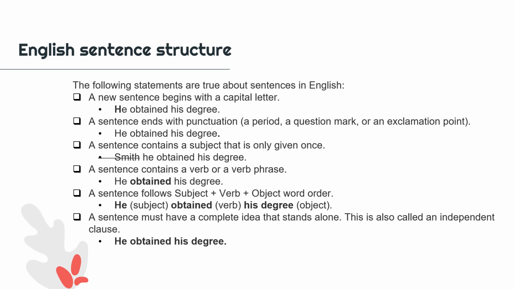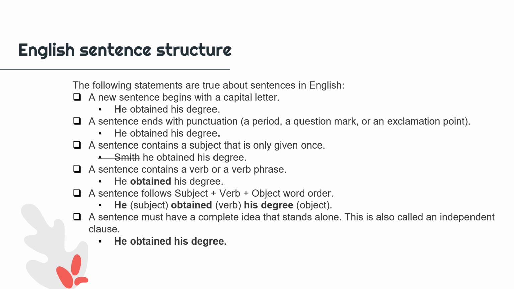A sentence ends with punctuation: a period, a question mark, or an exclamation point. Look at the example below. Next, a sentence contains a subject that is only given once. In the example, there are two subjects, so you need to eliminate one subject to make a good sentence.